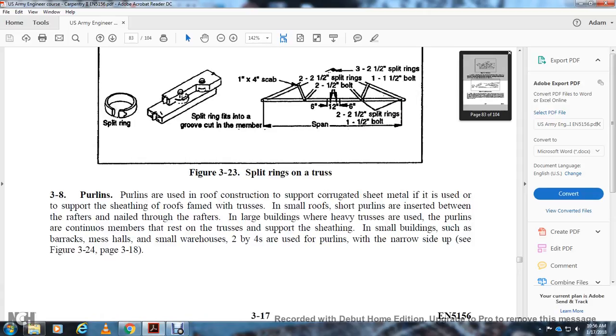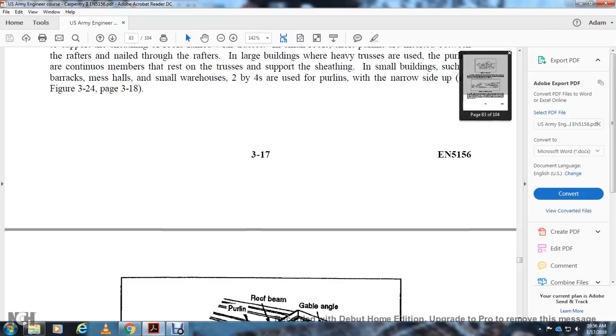Purlins. In this view of the roof connection structure, the corrugated sheet metal roof is supported by purlins framed with the trusses. In small roofs, short purlins are inserted between the rafters and nailed to the rafters. Large buildings have heavy trusses with purlins continuing over the members for the rest of the trusses. To support sheeting in small buildings such as barracks, mess halls, and small warehouses, 2x4s are used as purlins on the narrow side. See figure 324, 318.